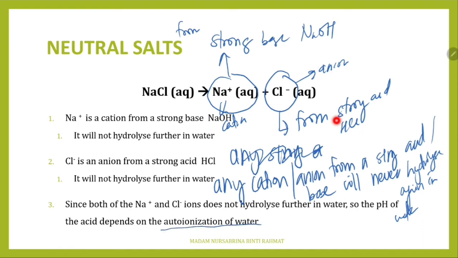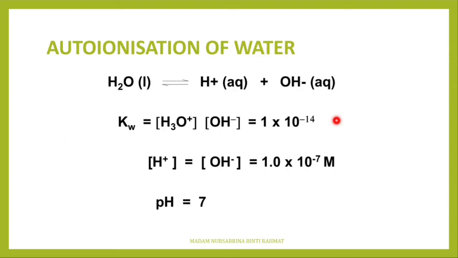We already talked about autoionization of water in our first video. So what is autoionization of water? Your water has amphoteric properties, so a water molecule can act as both acid and base. Let's say I have these two water molecules reacting with each other. One of the water molecules will become the acid and another water molecule will become the base.